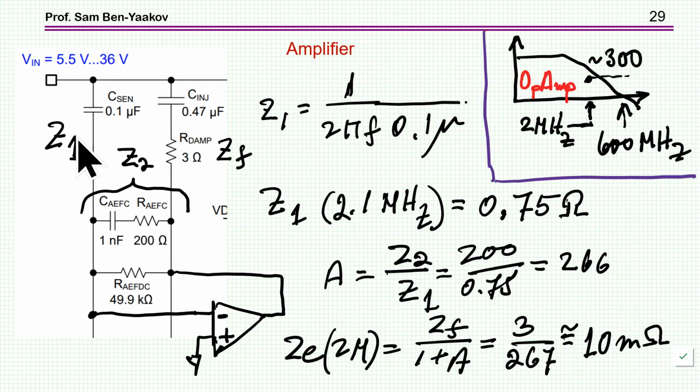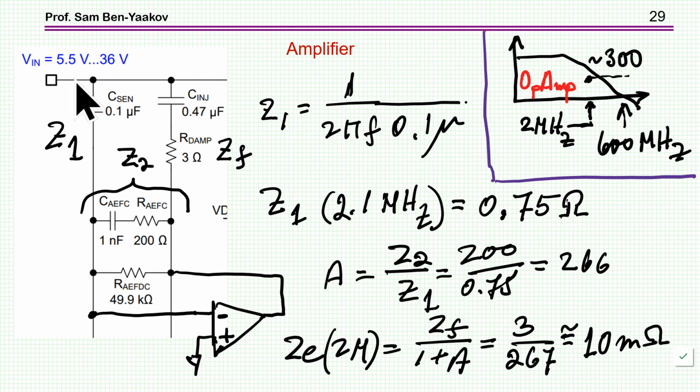Now we come to Z sub 1. This is a capacitor, 0.1 microfarad. At 2.1 megahertz, it is like 0.75 ohms. Now we understand that the impedance here is close to 200 ohms. So the gain from here to here is Z2 over Z1, so it is 266.